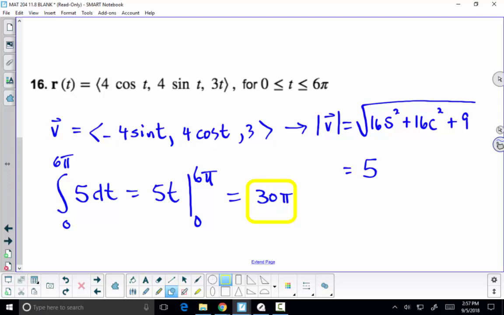How did you get the 5? So 16 sine squared plus 16 cosine squared is 16, right? Sine squared plus cosine squared is 1. Then 16 plus 9 gives 25, and the square root is 5.